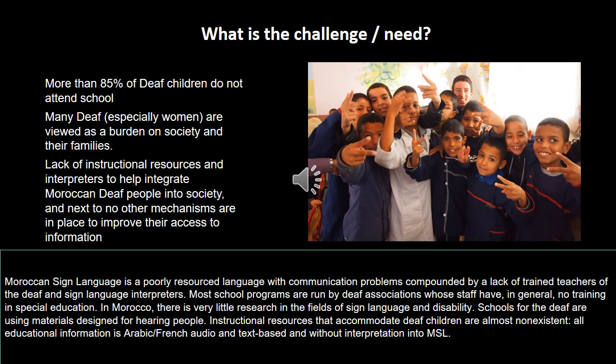In this slide, I'll share with you some of the challenges that the deaf community, in particular in Morocco, faces with regard to education. As you can see, more than 85% of deaf children do not attend school, and many deaf people, unfortunately, are viewed as a burden on society and their families. Education in most schools does not go beyond the 6th grade.